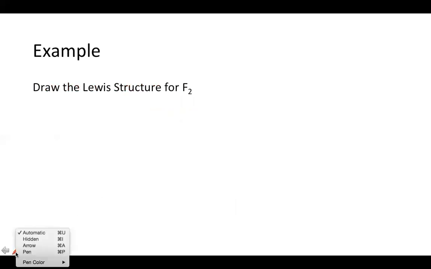All right, so let's start with an example. We are wanting to draw the Lewis structure for F2, so diatomic fluorine. So first, step 1 is to draw that skeletal structure. In this case, there's only 2 atoms, so you can't have a central one really. Either one could serve as the central atom, and we're just going to stack them side by side. Now, if you wanted to, you could put this second fluorine above that fluorine. It doesn't matter, but I'm just going to stack them right side by side.